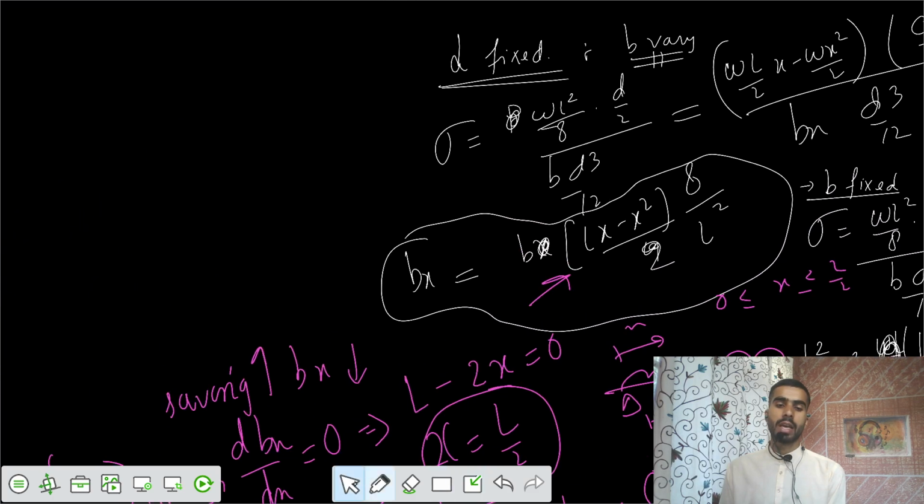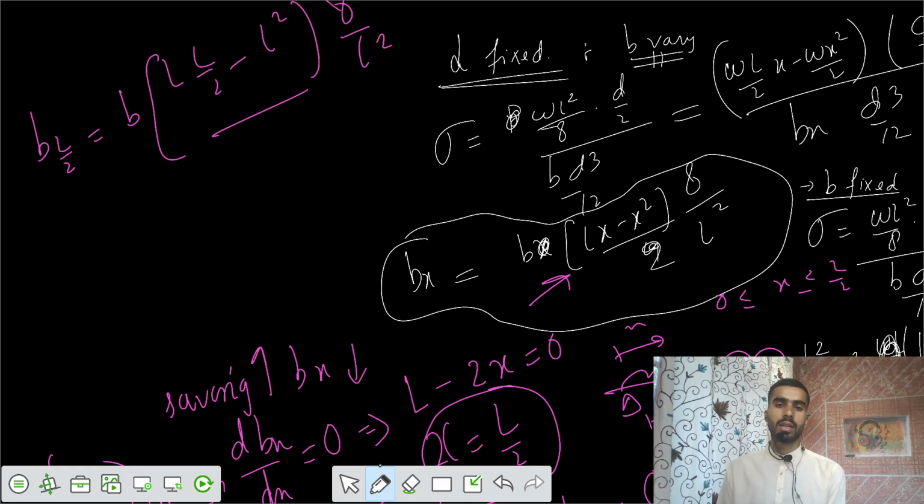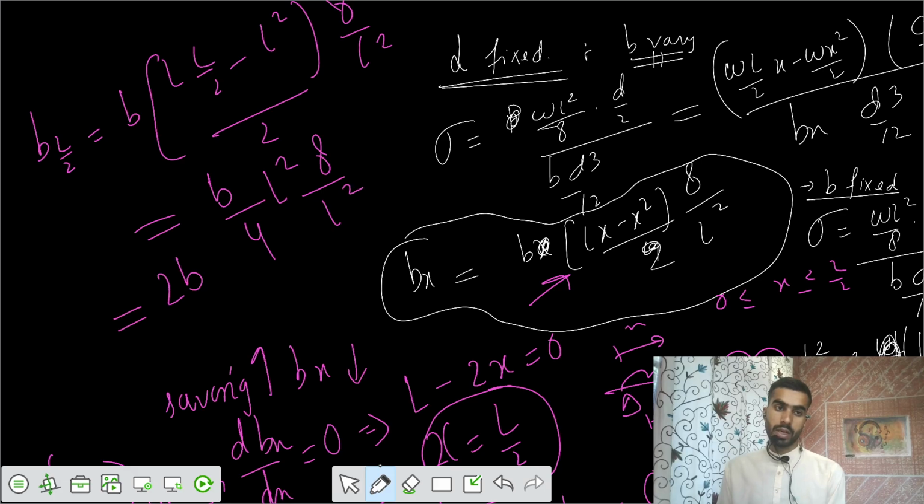If you substitute the value of x equals L by 2, we can say B at L by 2 equals B times L into L by 2 minus L square by 2 (all divided by L square). So you got a value of B by 4 L square by L square, so a value of B, twice B. But we don't know the value of B. B at L by 2 equals B.